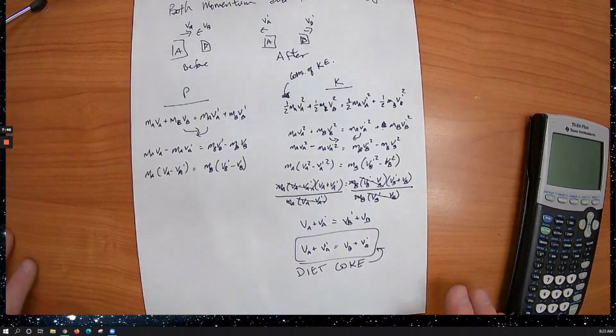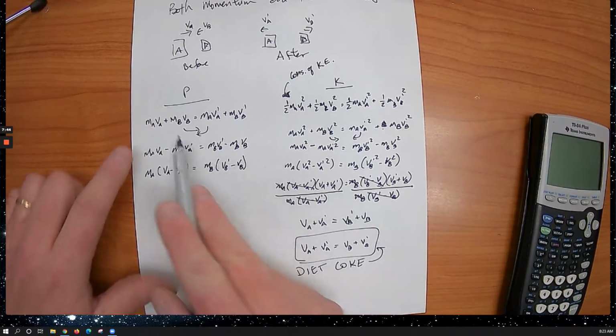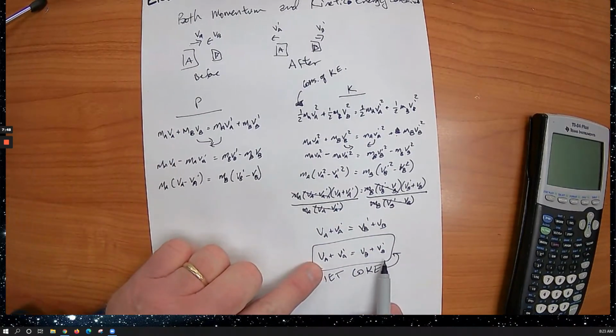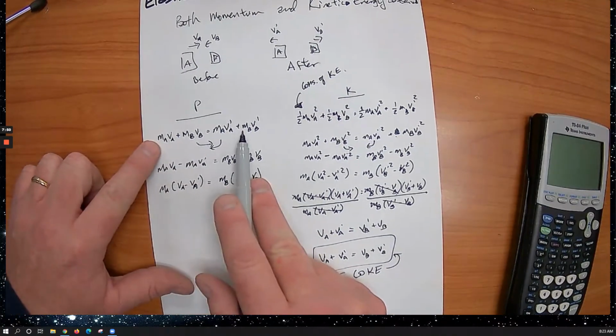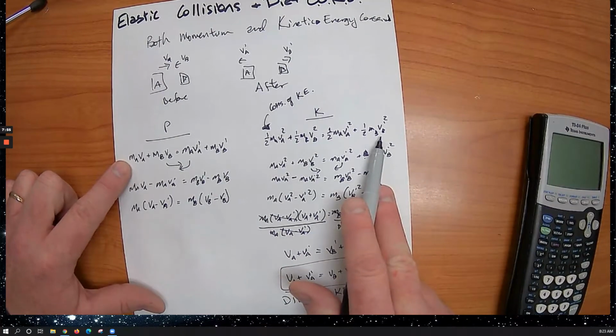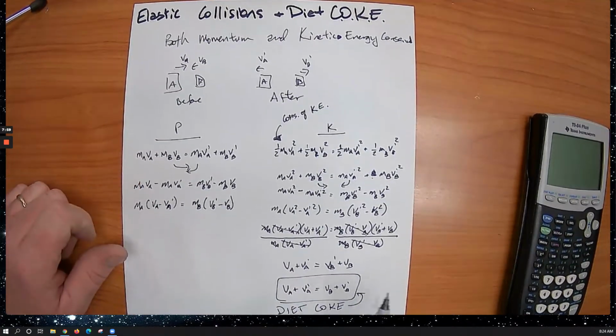Now, what does this mean? This means that for elastic collisions, I can use my conservation of momentum and Diet Coke instead of using conservation of momentum and the full-on Coke equation, conservation of kinetic energy. This greatly simplifies the process of solving elastic collision problems.